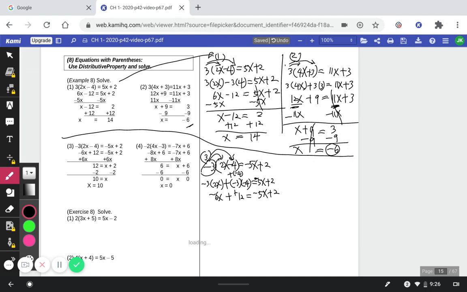Now, when there are x's on both sides and you move the smaller x, you have to be careful here. Which one is smaller? Negative 6 or negative 5? Well, negative 6 is smaller because it is farther from 0 on the number line. So you have to get rid of negative 6x by doing the inverse operation. So you do plus 6x, plus 6x. So 12 equals x plus 2.